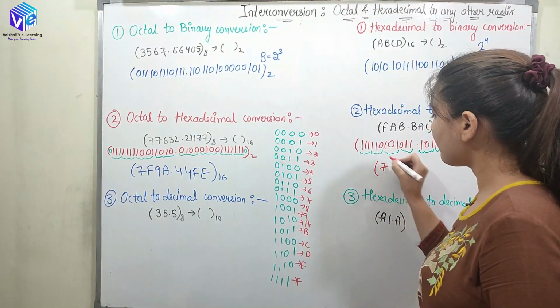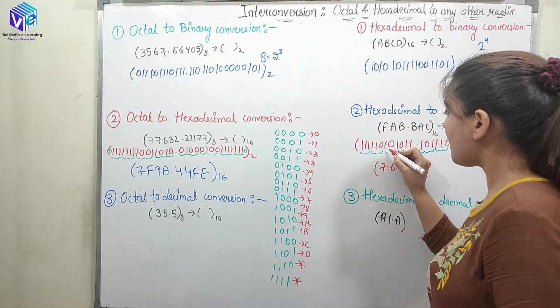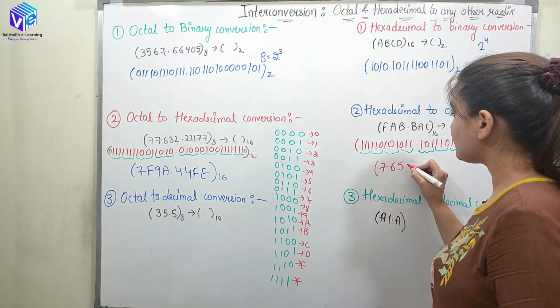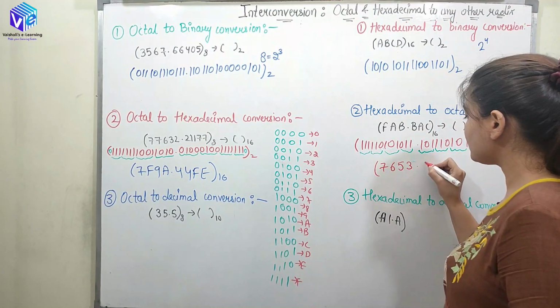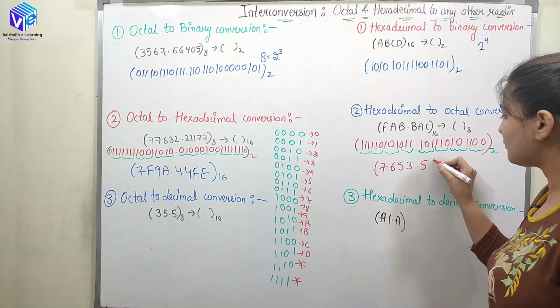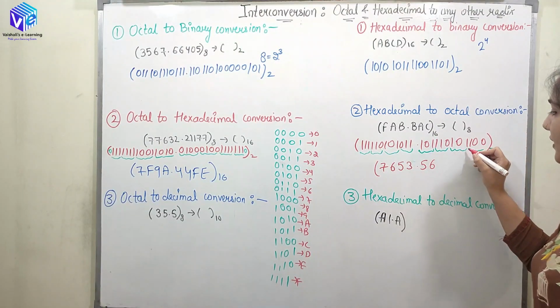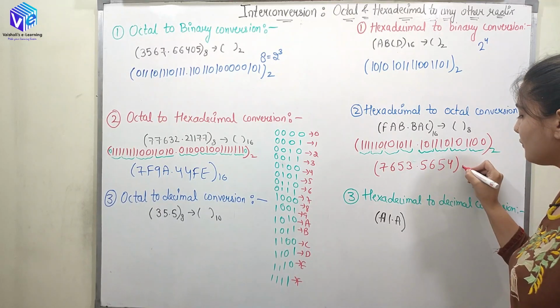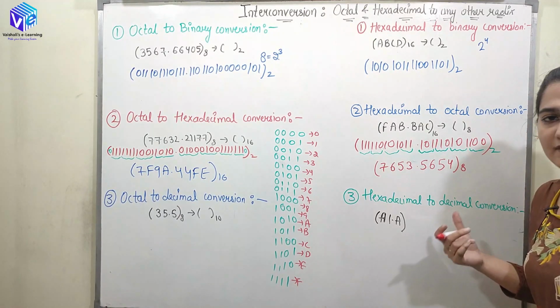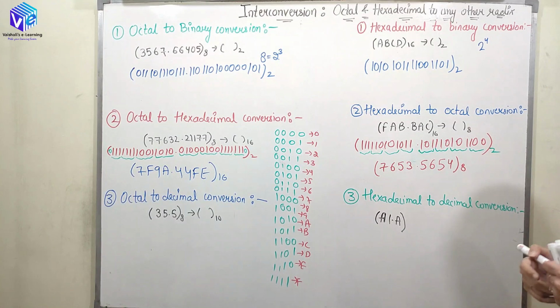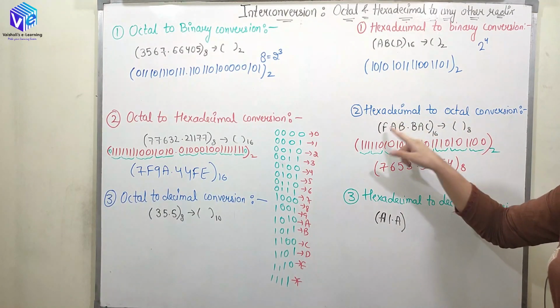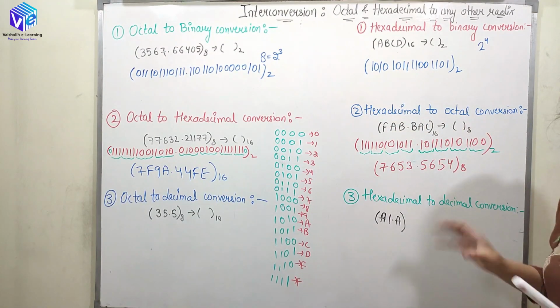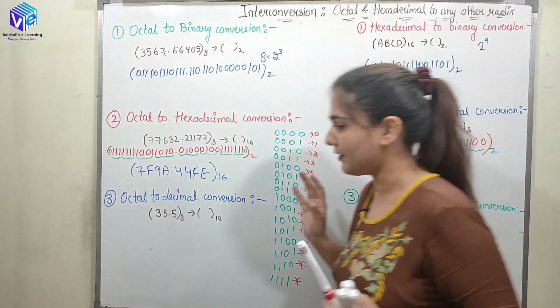111 represents 7, 110 represents 6, 101 represents 5, 011 represents 3, 101 represents 5, 110 represents 6. Now here we have 101 which again represents 5, 100 represents 4, and this is how we can have the number in the octal number system. So you don't get confused that FAB is an alphabet. No, it's a number in the hexadecimal form.